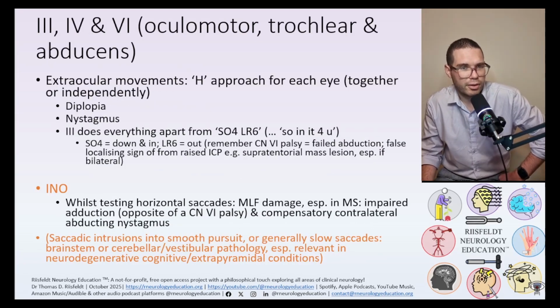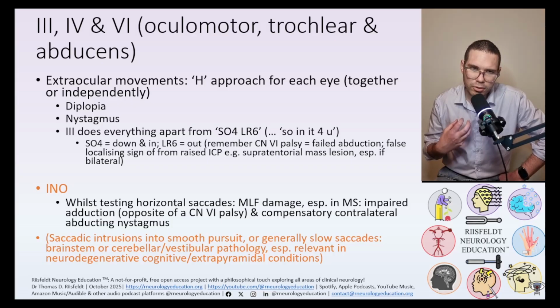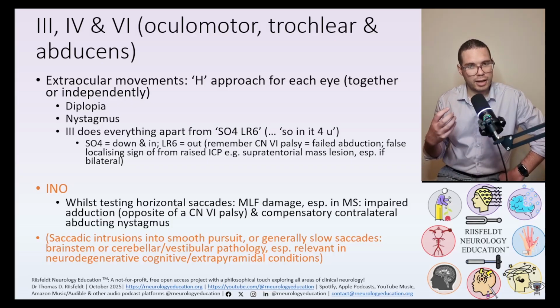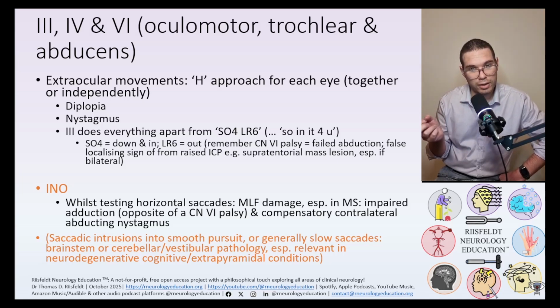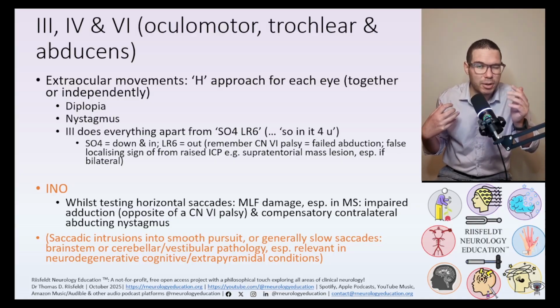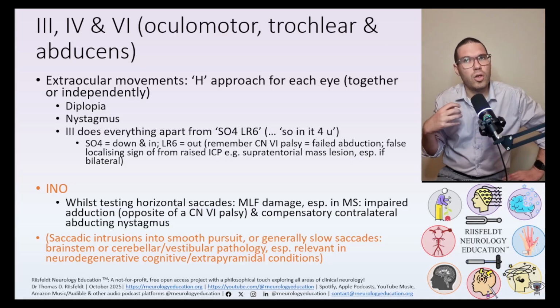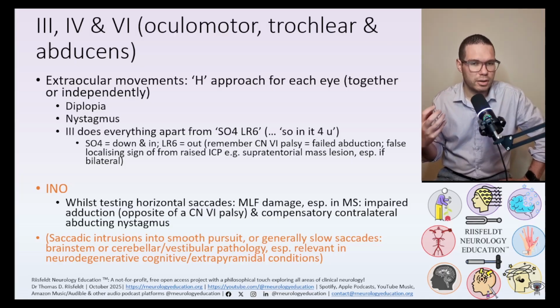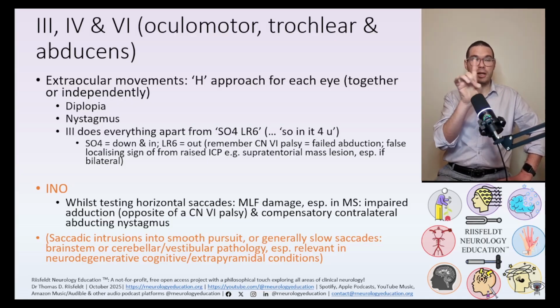Now let's move on to the third, fourth, and sixth nerve together. So that's the oculomotor, the trochlear, and the abducens nerve. So the main thing to examine here is the extraocular movements. That's examined again by looking at one eye at a time, although if you're quick, you can just do them together. If someone has a problem, it can be helpful to cover one eye and then cover the other eye and test each eye individually. Although if it's not a difficult case, then you may not need to do that, and you can just have both eyes open and do the H.